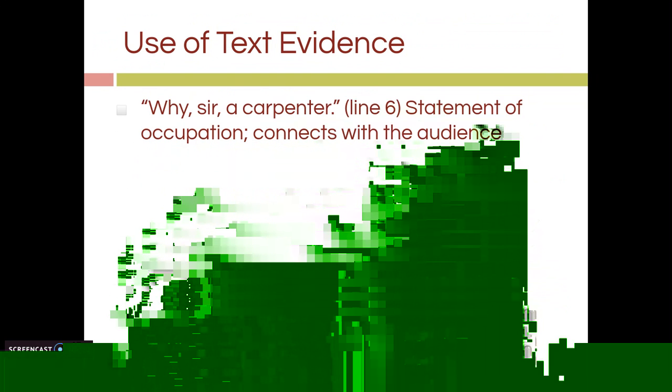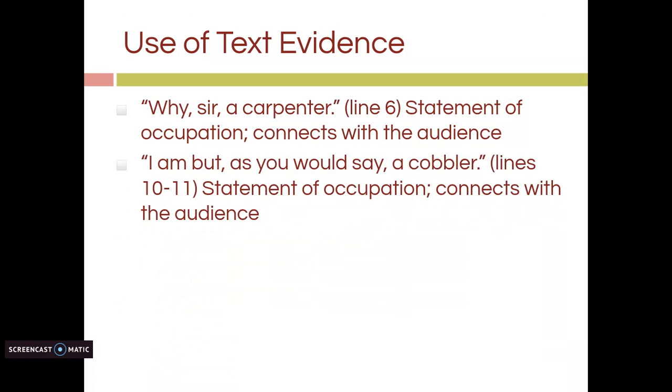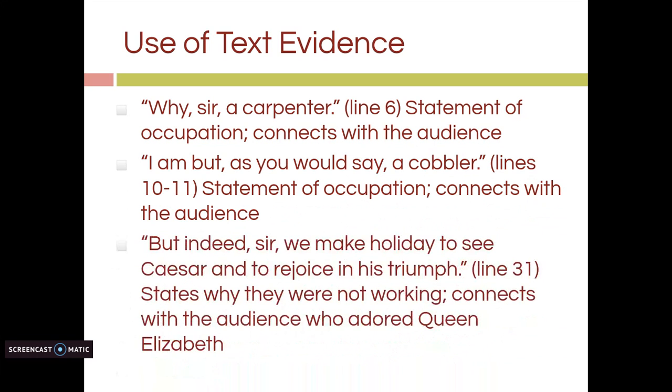So when we take a look at the text evidence from scene 1, first of all, we get this idea that there is a carpenter. It says, why, sir, a carpenter, right? Shows the occupation, connects with the audience. Some of them might have been carpenters. And then in lines 10 through 11, it says, I am, but as you would say, a cobbler. Again, statement of occupation. A cobbler is a mender of soles, of the shoes, creating shoes, fixing shoes. Okay, again, it connects with the audience.